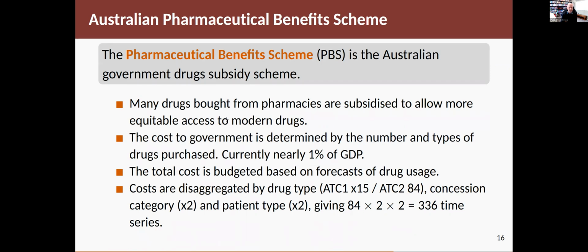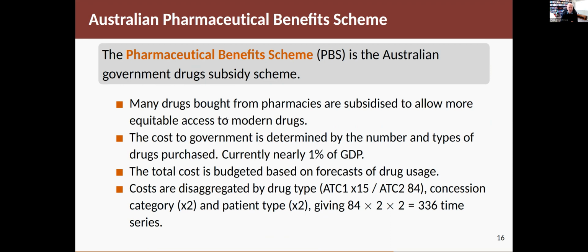And so they need to know the cost of those drugs for each different type of drug and how many scripts are being purchased so that we can forecast how much money the government needs for the next year of operation. The costs are disaggregated by drug type.